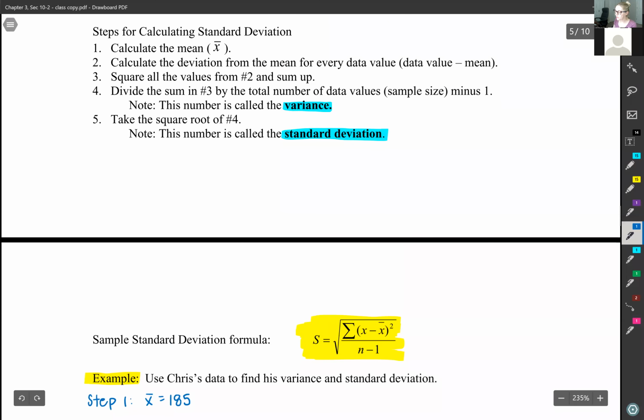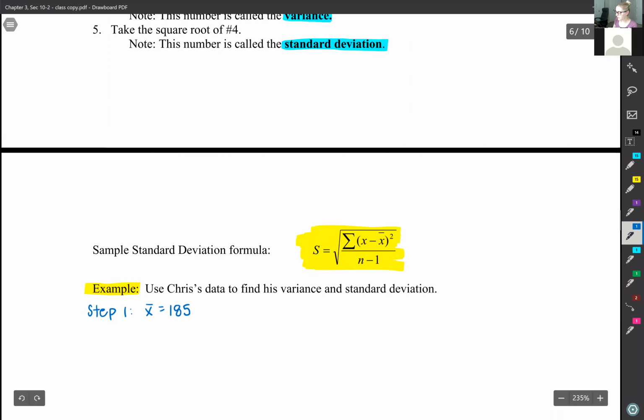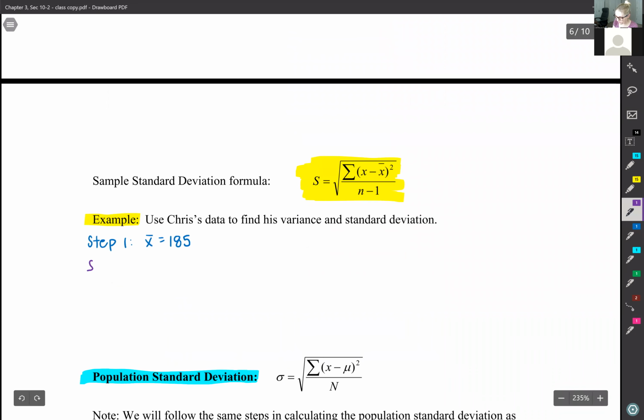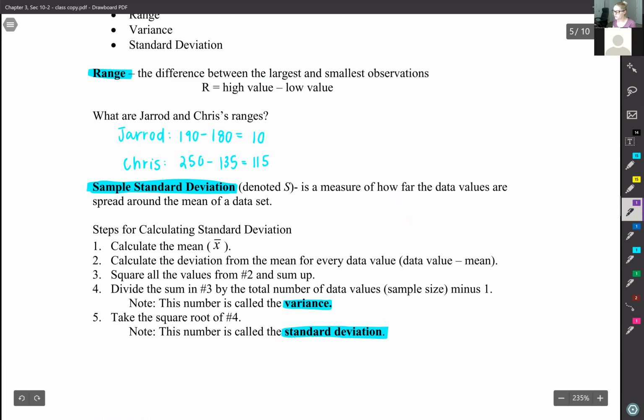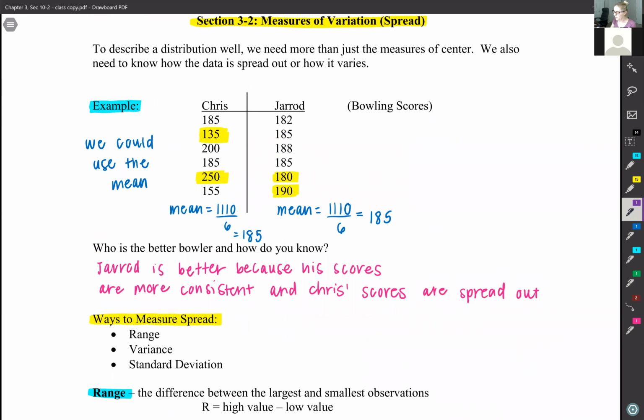Okay, so we already had the mean calculated, so that wasn't too bad. Step 2 is going to be calculate the deviation from the mean for every data value. Okay, the word deviation means how far away it is from the mean. So for every data value, I'm going to subtract the mean from it just to see how far away it is from the mean. So step 2, I'm going to take every value and subtract the mean from it. So let me come up here to Chris's chart. So I'm going to take each one of these scores separately and subtract the mean.